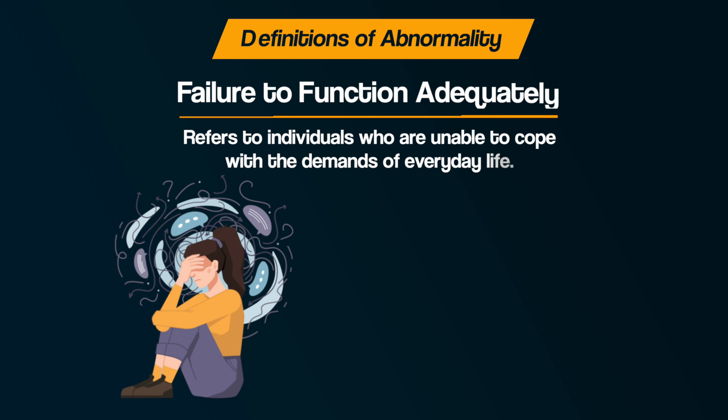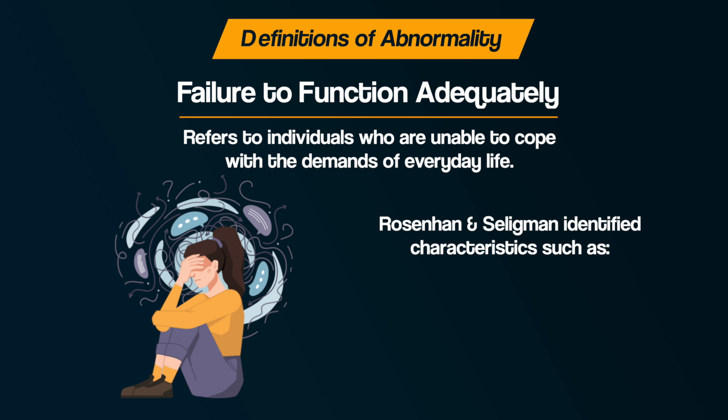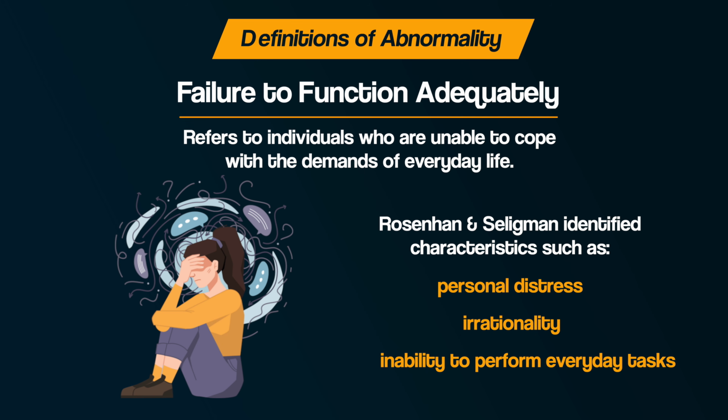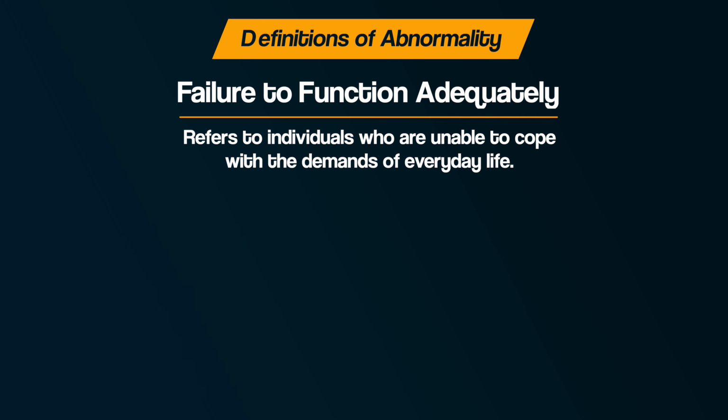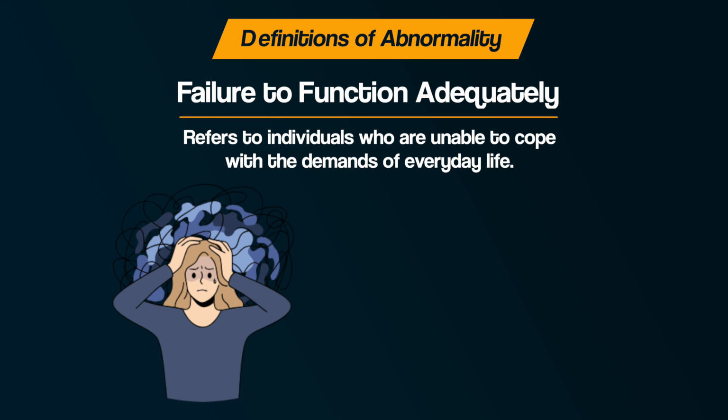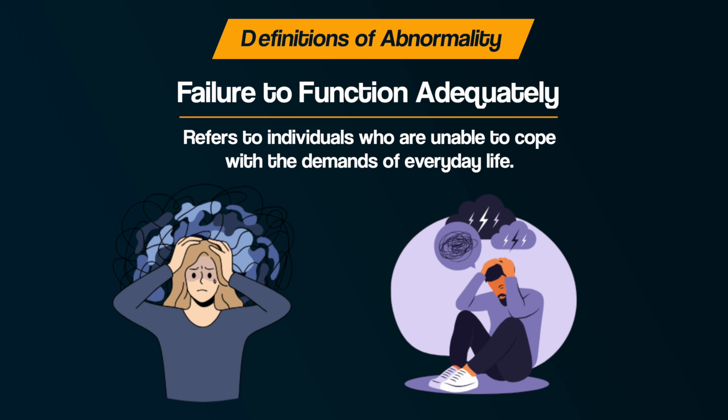The failure to function adequately definition of abnormality refers to individuals who are unable to cope with the demands of everyday life. Rosenhan and Seligman identified characteristics of those who fail to function adequately, such as personal distress, irrationality, and an inability to perform everyday tasks. For example, someone may struggle to hold down a job due to severe anxiety, or be unable to maintain basic hygiene and self-care due to depression.